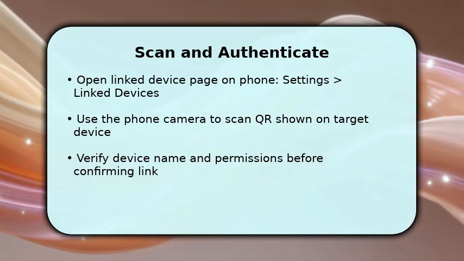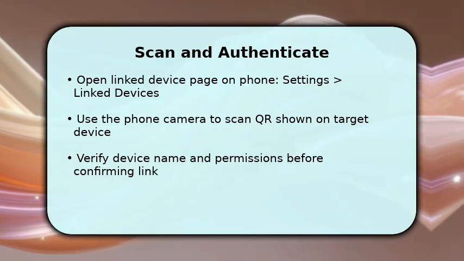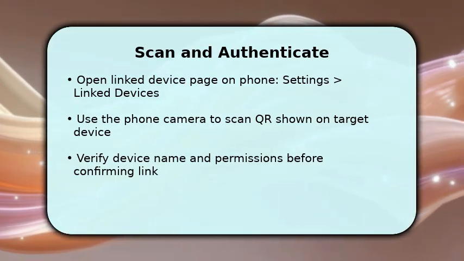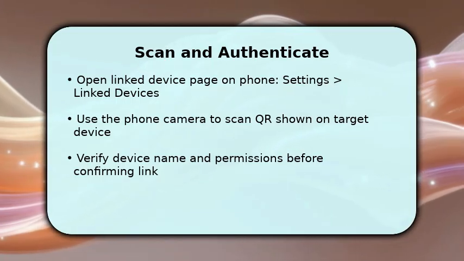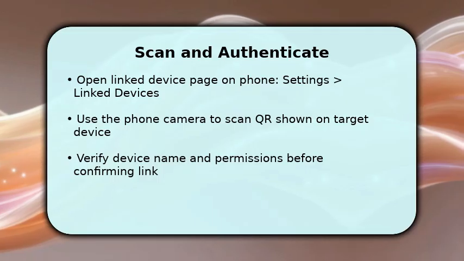On the phone's Linked Devices screen, select Link a Device. The camera view opens. Point the phone camera at the QR shown on the desktop or secondary device until it scans. Once scanned, WhatsApp authenticates keys and begins syncing chats.